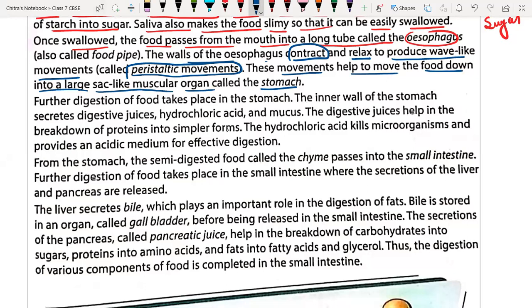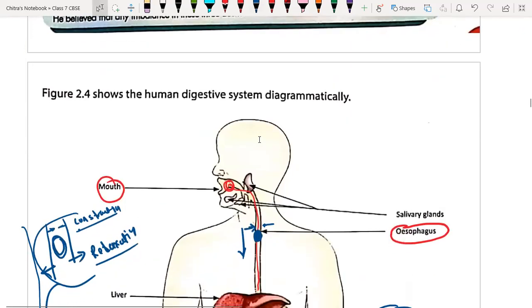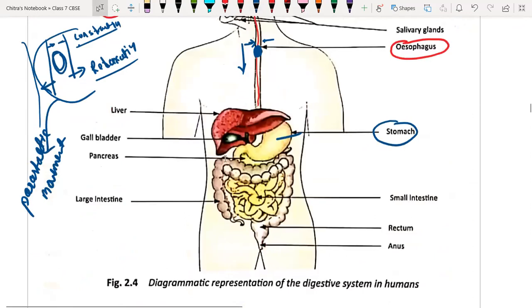What is the shape of the stomach? It is J-shaped, like this. Further digestion of the food takes place in the stomach only. Let me show you how digestion takes place in the stomach. Suppose here I am going to draw the stomach. This is the stomach.